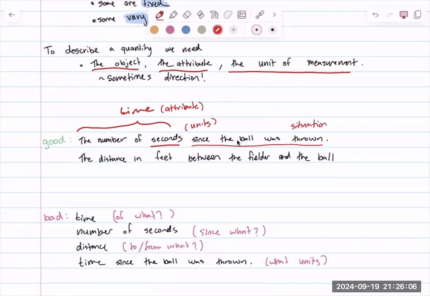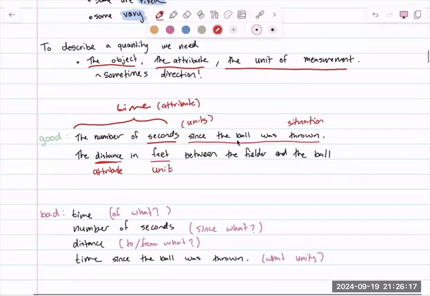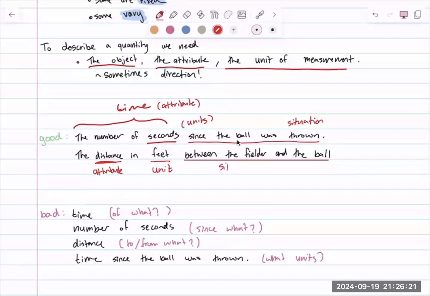Okay. In this one, we have our attribute, which is distance. So this is the attribute. The distance in feet, so we have a unit here, in feet, between the fielder and the ball. So this is describing both the situation and the direction.